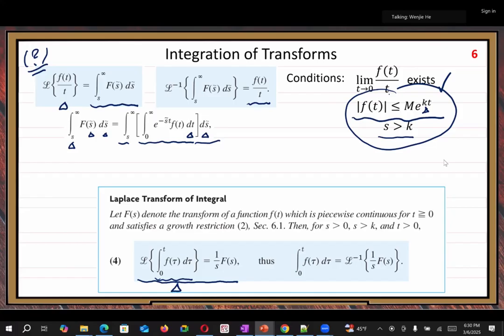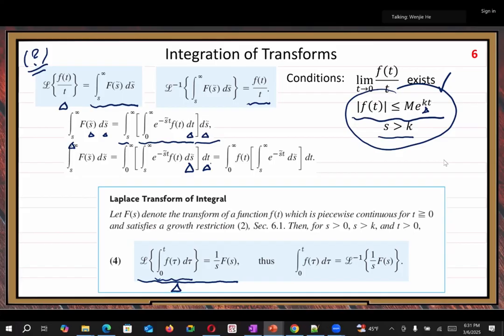That means you can do the integral with respect to s tilde first, and after that the integral with respect to t second. Change the order, and something new happens. That's the Fubini theorem, a very important theorem in calculus.